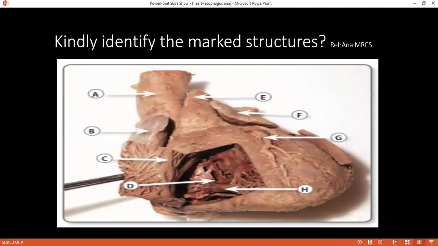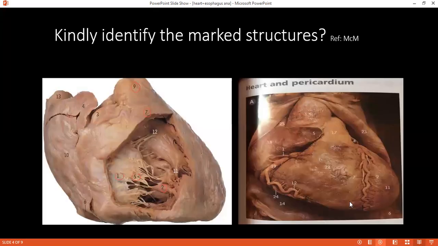Okay, good. Can you tell me about the blood supply of the heart, please? Yes, it's supplied by the coronary arteries, right and left. The right coronary artery gives branches, including the marginal branch, and the left gives the anterior descending and the posterior descending, which are called the anterior interventricular and posterior interventricular arteries.